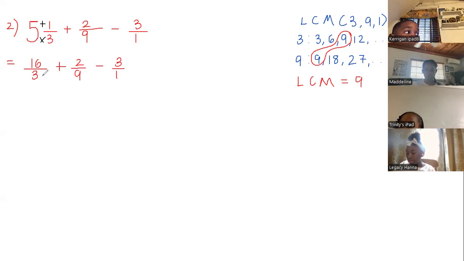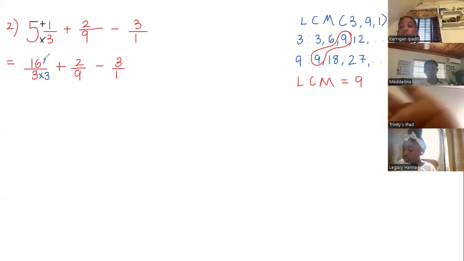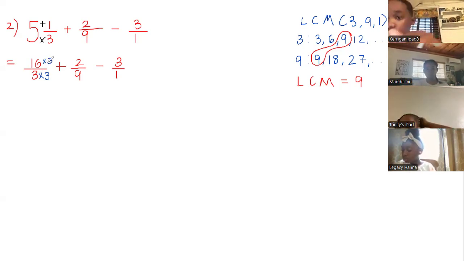You're gonna see how much 3 could get to 9. We say what times 3 gives us 9? And what is that? 3 times 3. Whatever we do to the bottom, we must do to the top. Very good. Same thing right there.